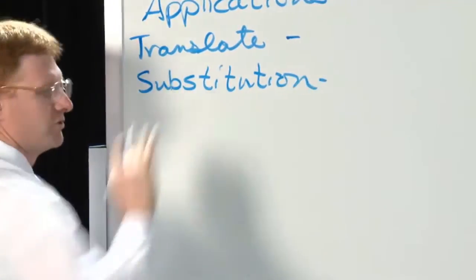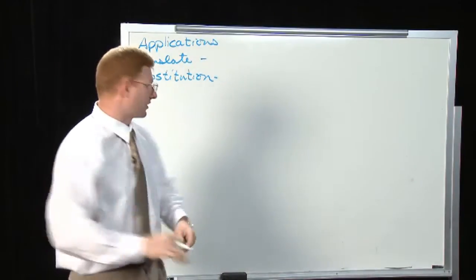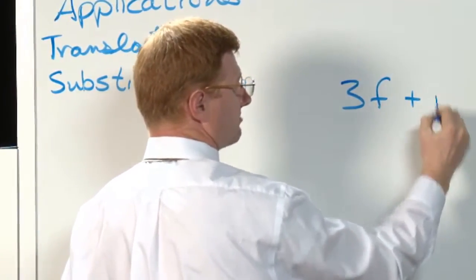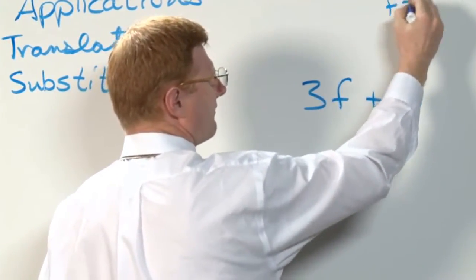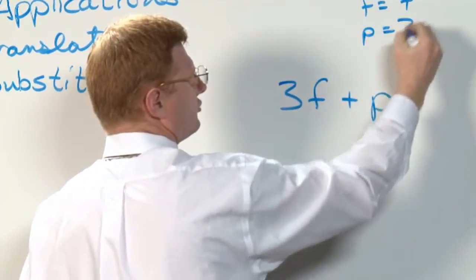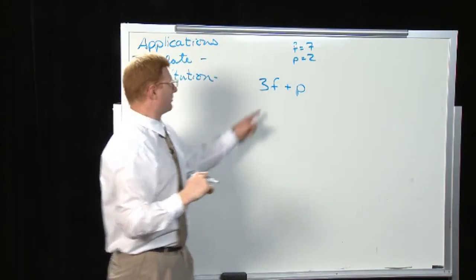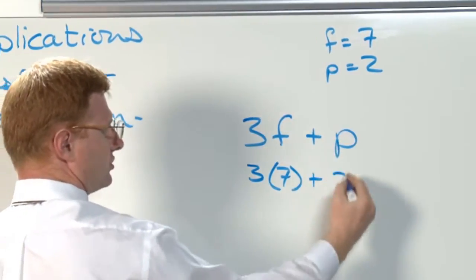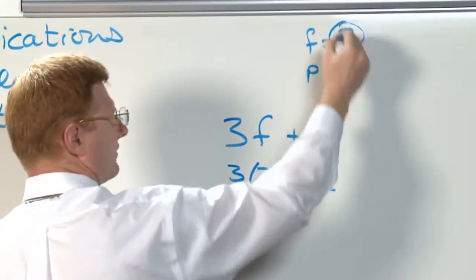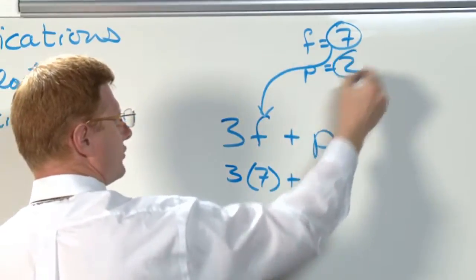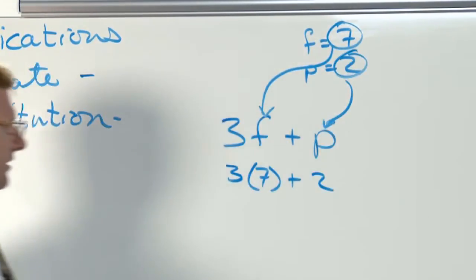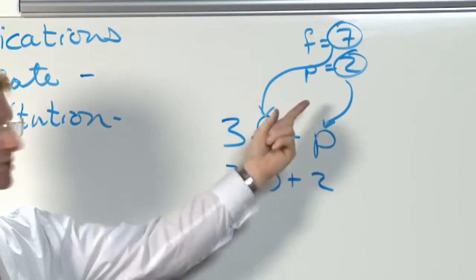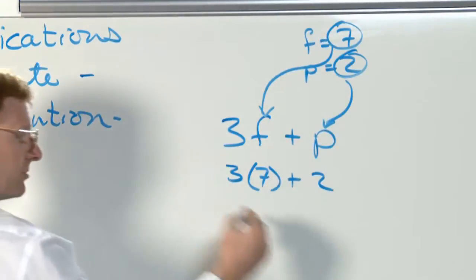Now we did a substitution thing where you took a variable, like when we had just the expression 3f plus p. We said, what if f is 7 and p is 2? What does this equal? And we substituted and we said, okay, that was 3 times 7 plus 2. Oh, that was easy. This 7 just went in right there, and the 2 went in right there. 3f, which was 7, plus p, which was 2. And we substituted in, and we got 21 plus 2 is 23.